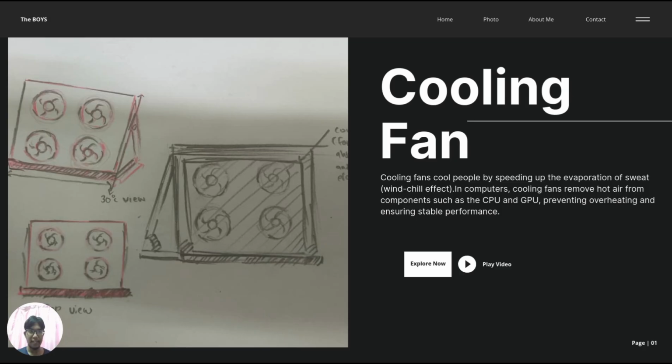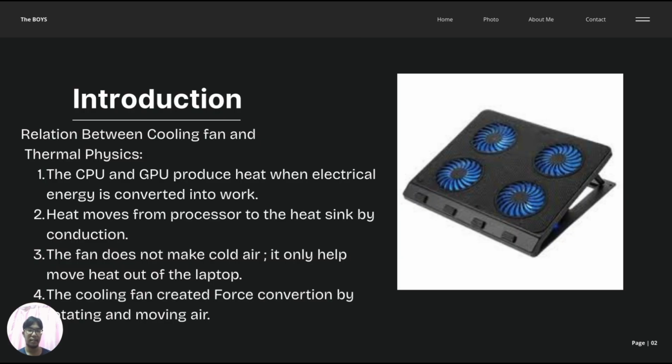Assalamualaikum and hi everyone. So we are going to present about cooling fan. So what is the function of a cooling fan? It will cool people by increasing the rate of sweat evaporation, known as the wind chill effect. In computers, a cooling fan will remove hot air from components such as the CPU and GPU, preventing overheating and maintaining system performance.